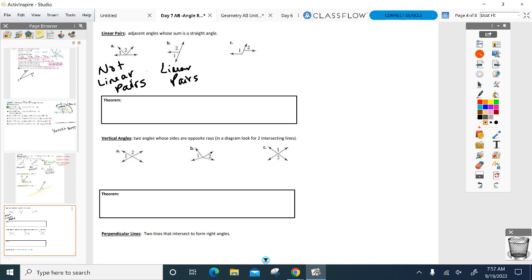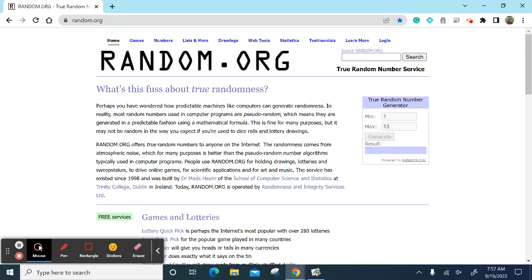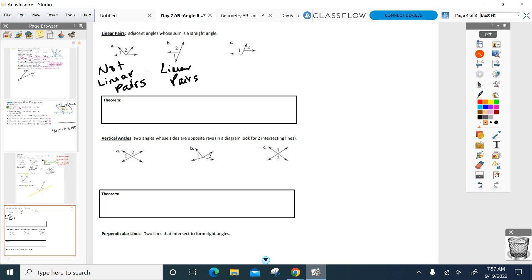And how about C? Angles 1 and 2, linear pairs? No. They're not even adjacent. They don't even share a vertex.